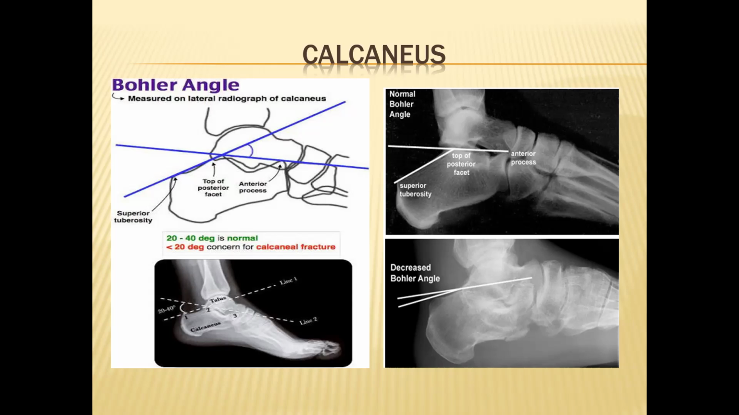If there is any decrease in the angle, it can describe the intensity or the severity of the calcaneal fractures. Calcaneal fractures mostly happen due to a fall from a height. These can be simple fractures, displaced fractures, or comminuted fractures.